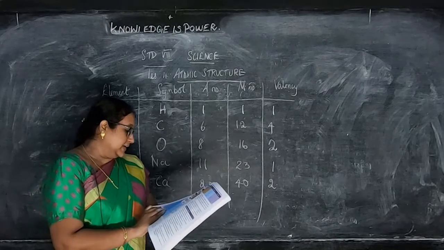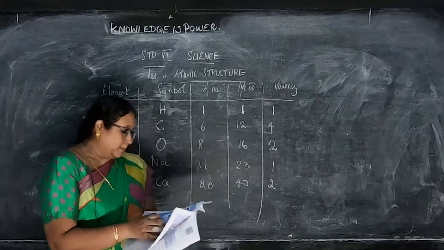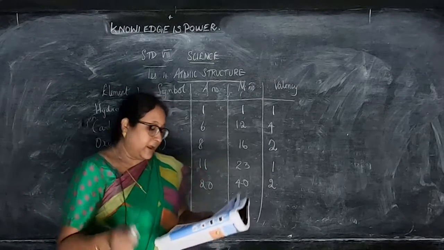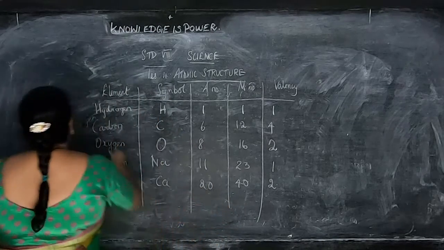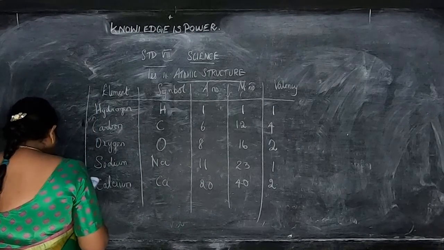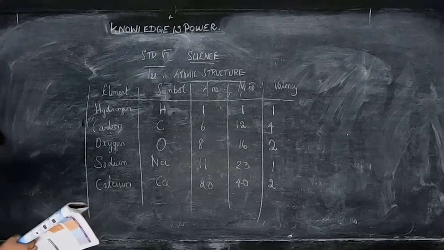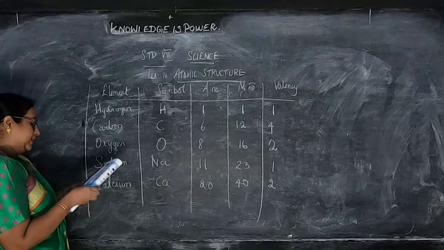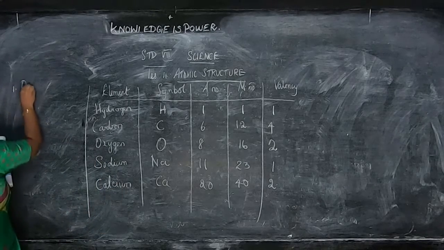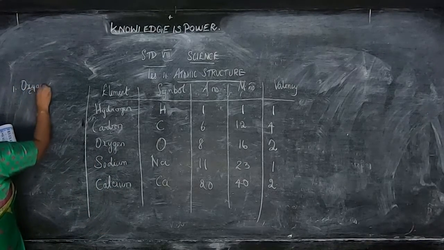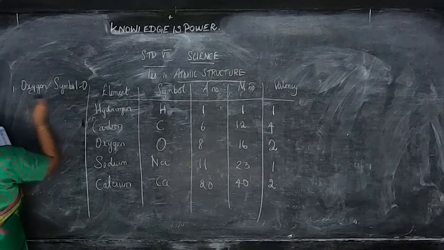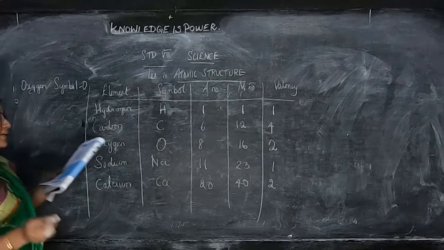The questions I've asked there: I am used for breathing. Without me, you cannot live. Write my name and symbol. Here, observe the table given below and answer the following questions. I am used for breathing. Without me, you cannot live. Write my name and symbol. That is oxygen and the symbol is O.